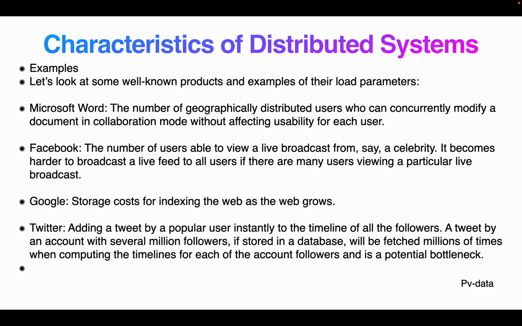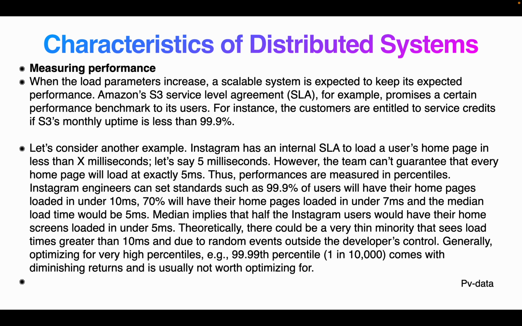So there are some examples. Let's look at some well-known products. An example of a load parameter: Microsoft Word, the number of geographically distributed users who can concurrently modify a document in collaboration mode without affecting the usability for each user. And Facebook, the number of users able to view a live broadcast. So it's scalable, right? It can be watched by 1 million, 2 million at the same time, similar to Google File System or Twitter.